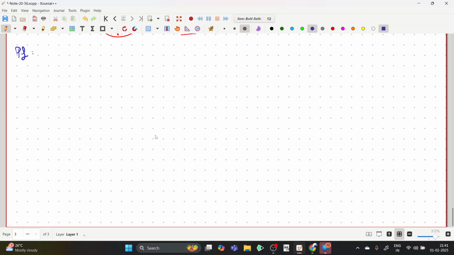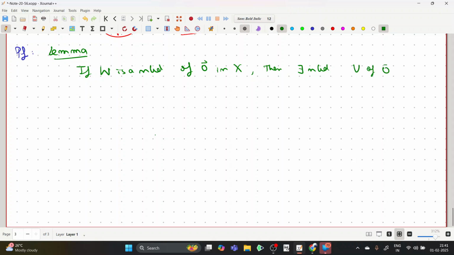the proof requires a lemma. Let me just state it here. A lemma. So what does the lemma say? The lemma says that if W is a neighborhood of the origin in X, where X is still a topological vector space, then there exists a neighborhood U of the origin which is symmetric. What do we mean by symmetry? That U is the same as minus U.